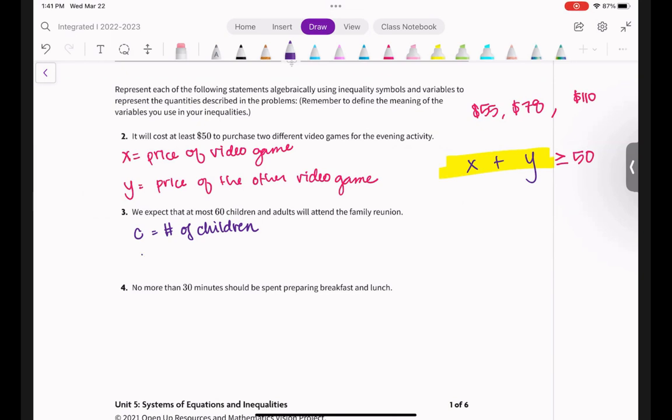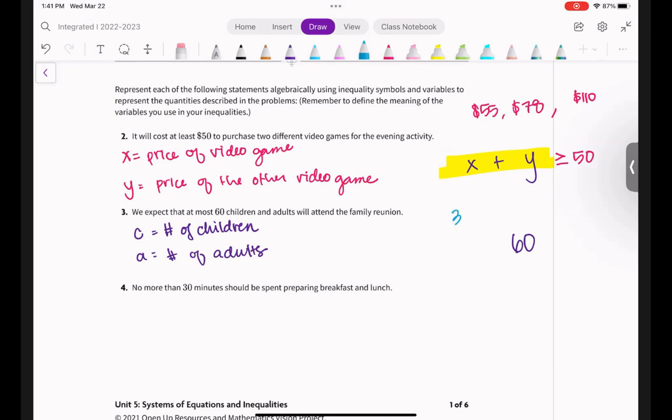Okay, and then I put A is the number of adults. Okay. All right, moving on. So we expect at most 60 children and adults will attend. Okay, so here's my equation. I'm going to put 60, and then I'm going to ask you guys, if we expect at most 60, what kinds of numbers should we be expecting? Like, what are the numbers that they are expecting? What kinds of numbers are they expecting? Give me some examples in the chat.